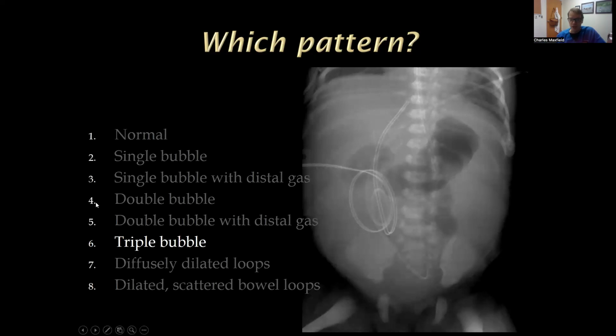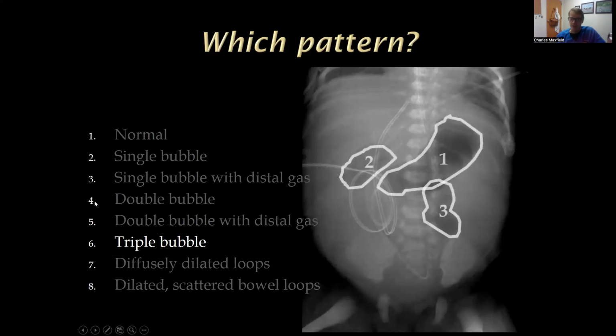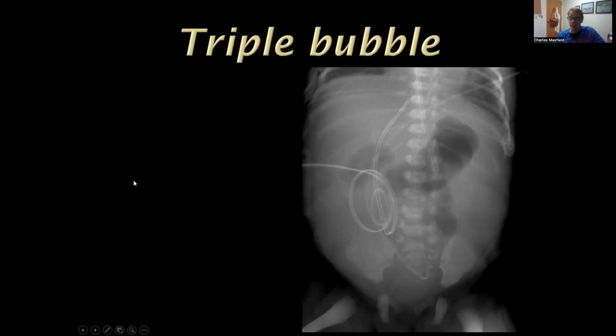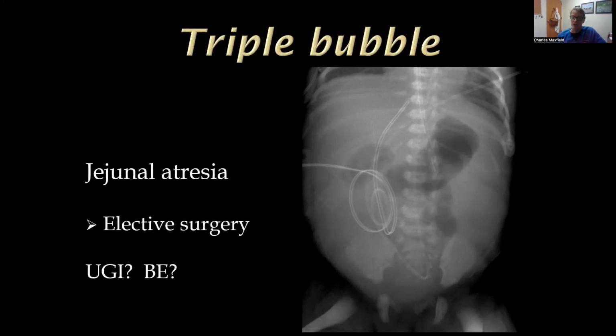The best one is the triple bubble. And I'll show you that there are the 3 bubbles there, 1, 2, and 3. And there's no gas distally. So this is a triple bubble. And what a triple bubble means, I've already told you, is jejunal atresia. So again, a complete congenital blockage, but a little bit further downstream, not in the duodenum, but in the jejunum. This child needs elective surgery.